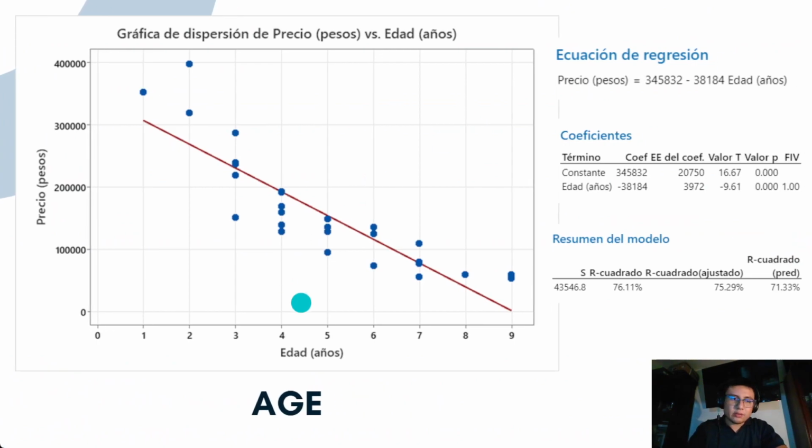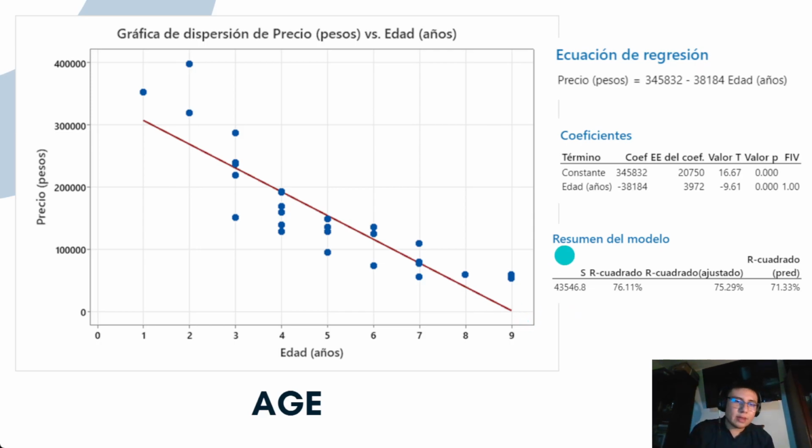So here we have a graph that tells us the relationship between the age and the price of the car. The greater the age of the car, the lower the price is going to be. Here we have the p-value that tells us it is statistically significant, and the R squared tells us it's a very good model because it has an R squared of 76.11%.